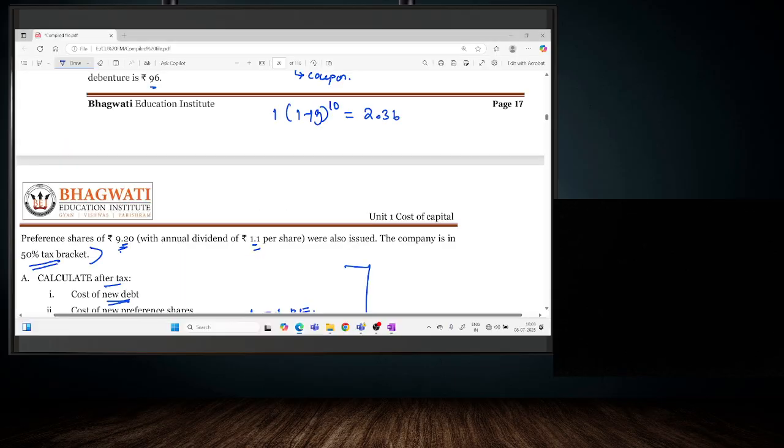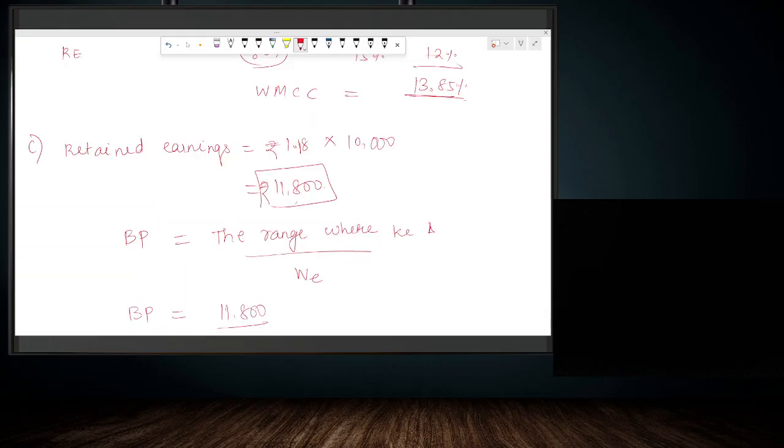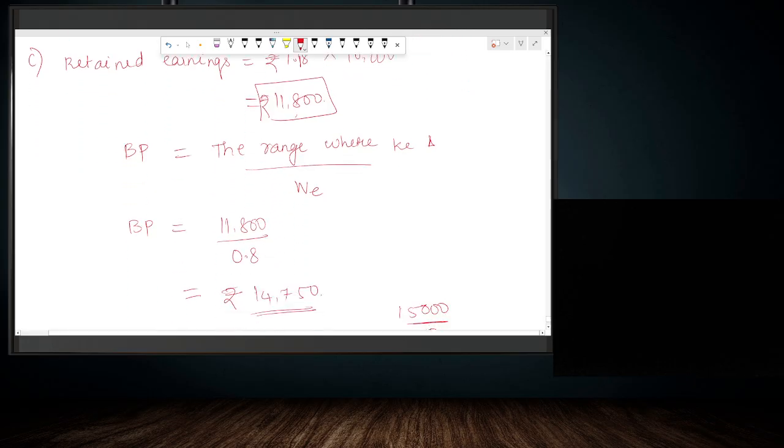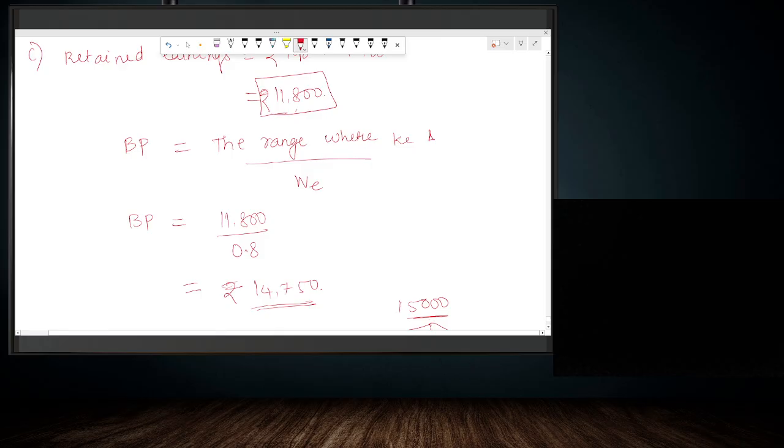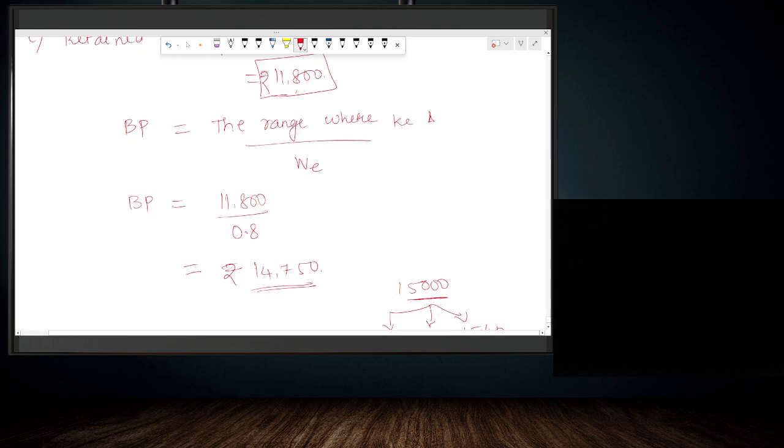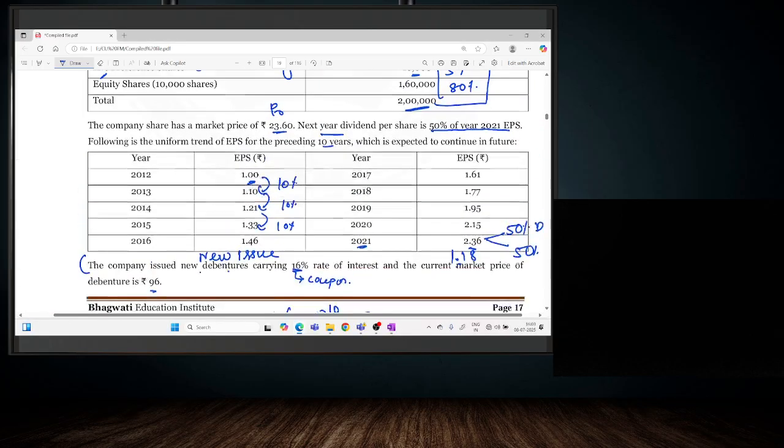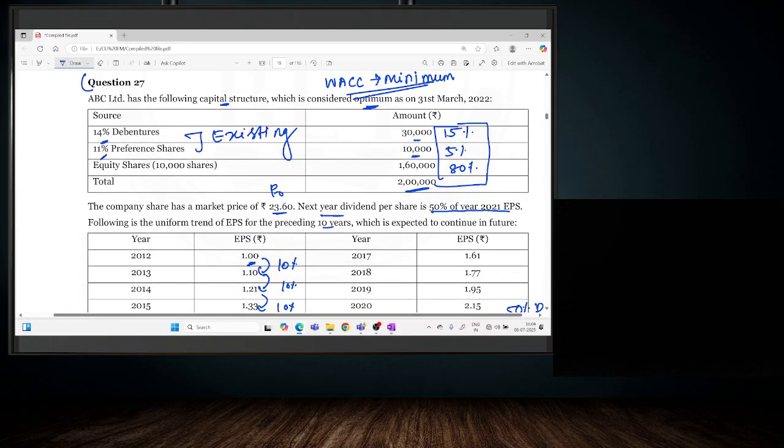Right, what are the retained earnings of the company? 11,800. Did you understand how did we get this? So once this 11,800 is completely used for raising additional capital, the company will go for additional issue of equity shares. So this 11,800 is 80% of the total capital that we are going to raise. How do we say that? Because equity is 80%. This is an optimum capital structure. It is not going to change.